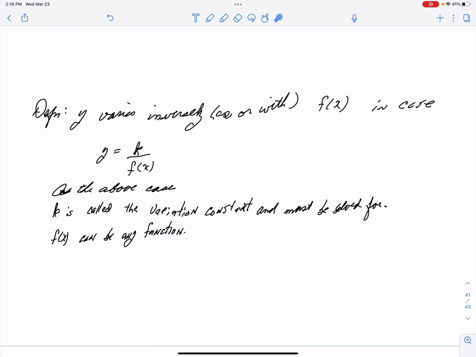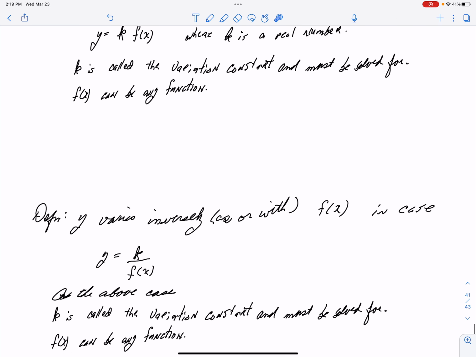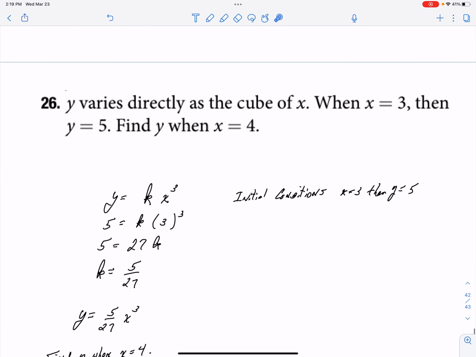must be solved for. So essentially, in this section 5.8, all we have to do is take a word problem that's either varies directly or varies inversely, translate it to an equation, and after that, use the information to either solve for the constant k or find other values for the problem. So let's look at a particular example. Okay, so here's one example.